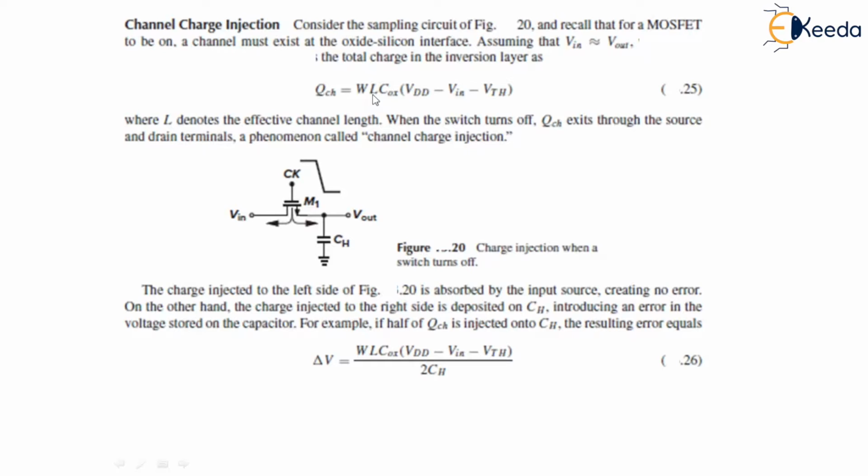When the switch turns off, this QCH, the total charge in the inversion layer, exits through the source and drain terminals, and this phenomenon is called channel charge injection. The charge injected to the left side of figure 20 is absorbed by the input source, which creates no error. On the other hand, the charge injected to the right side is deposited on CH, which introduces an error in the voltage stored on the capacitor. For example, if half of the channel charge is injected onto CH, the resulting error is ΔV equals W·L·Cox(VDD − Vin − VTH) over 2CH.